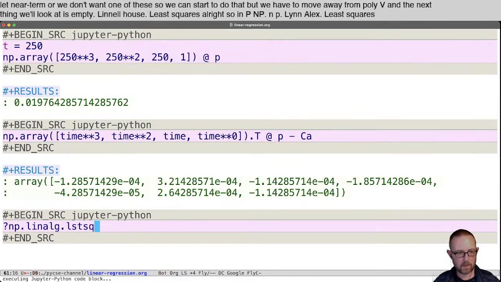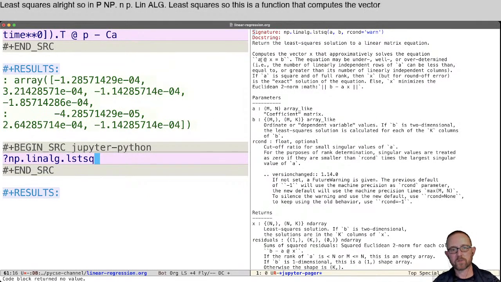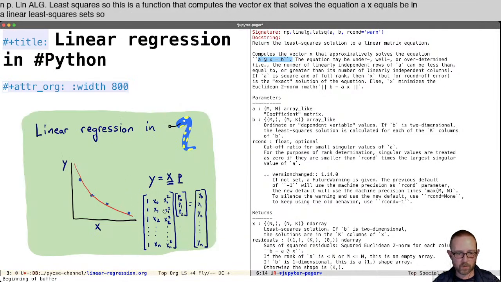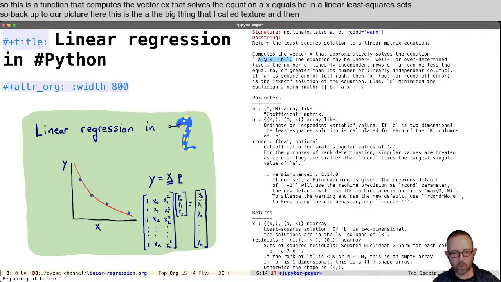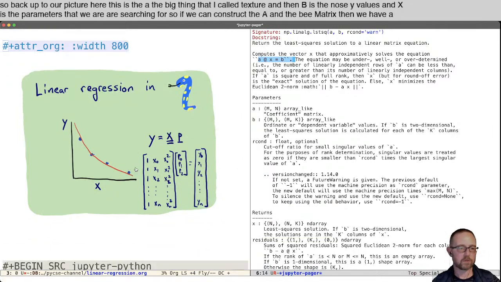So np.linalg.lstsq is a function that computes the vector x that solves the equation ax equals b in a linear least squares sense. So back up to our picture here. This is the a, the big thing that I called x here. And then b is the known y values, and x is the parameters that we are searching for. So if we can construct the a and the b matrix, then we have a one-line solution to get our parameters.